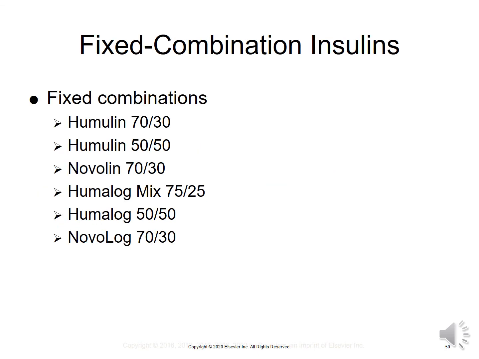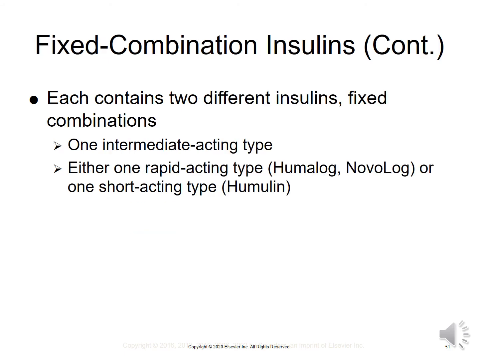Okay, when you have combo insulins, just know that you should not mix these with any other kinds of insulin. Each contains two different insulins in fixed combination. One is an intermediate acting insulin, and the other one is either a rapid acting or a short acting.